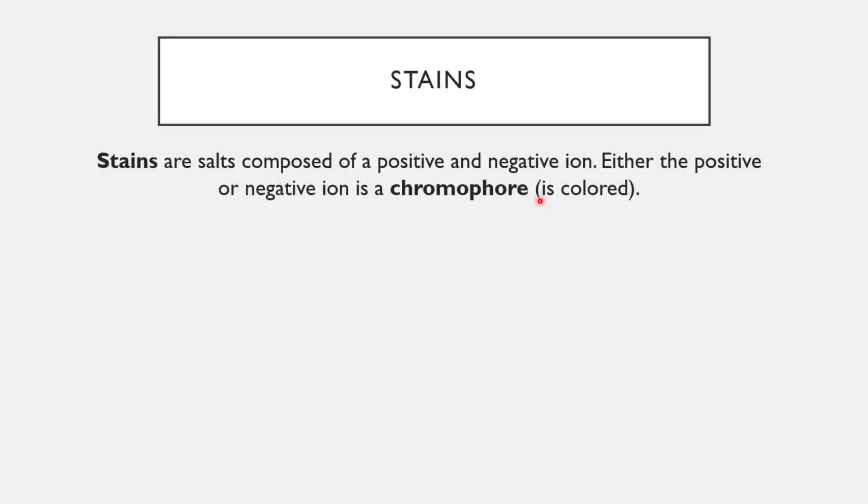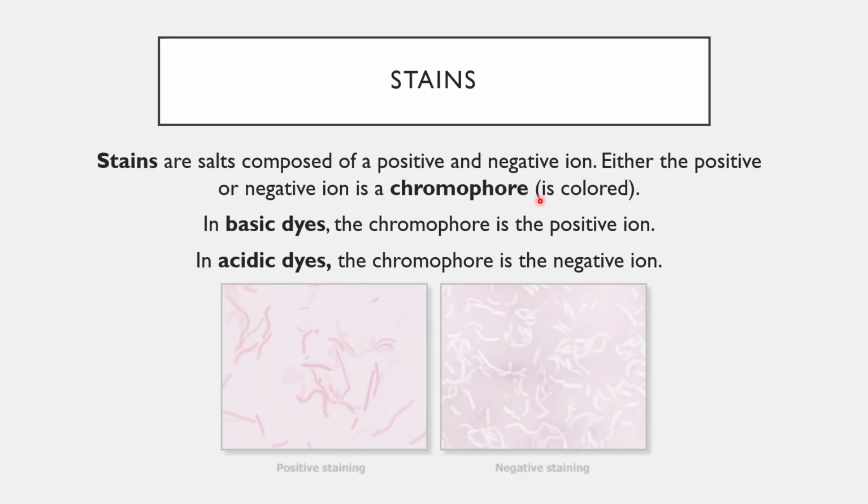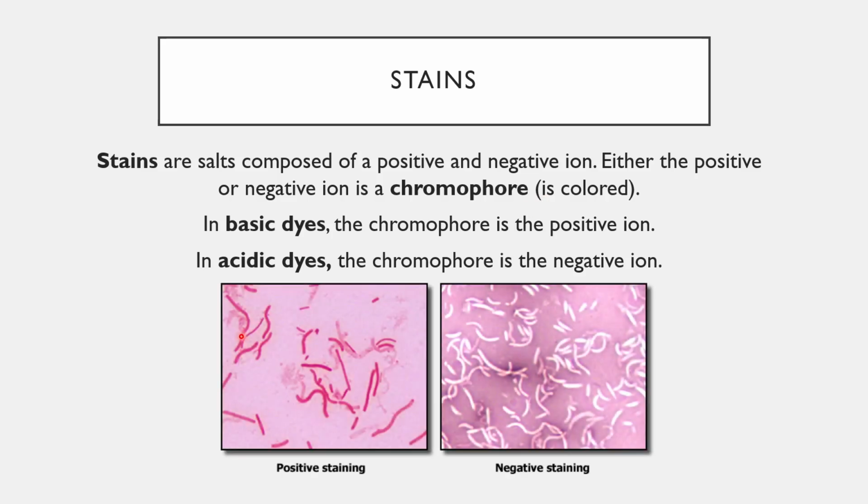Thus, stains can be classified in one of two groups. Basic stains have a chromophore as their positive ion, and acidic stains have a chromophore as their negative ion. And this has an impact on how the stain or dye is used. In basic stains, which have a colored positive component, the chromophore, being positive, will be attracted to negatively charged things. The opposite is true of acidic dyes, where the chromophore is a negative ion. Hence, it will be attracted to positively charged things.